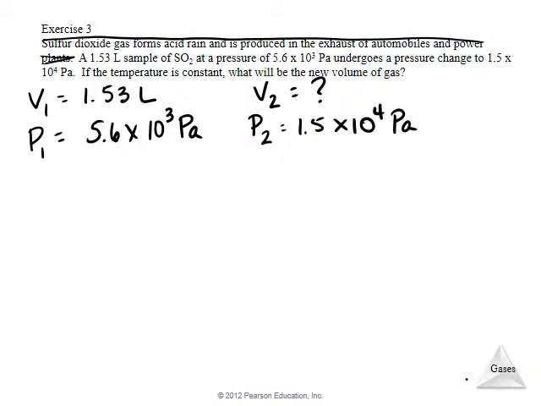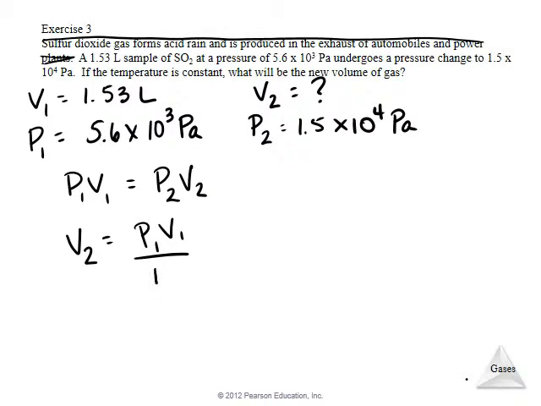Okay? If I look at that, I know that I'm looking for P1 V1 is equal to P2 V2, and that's a Boyle's law problem. So I'm going to write this. P1 V1 is equal to P2 V2. And I'm going to solve for V2 before I ever put any numbers in. So I'm going to divide both sides by P2, and when I do, I get V2 is equal to P1 V1 over P2. Okay? And now I'm going to be able to substitute my numbers in and get my answer.